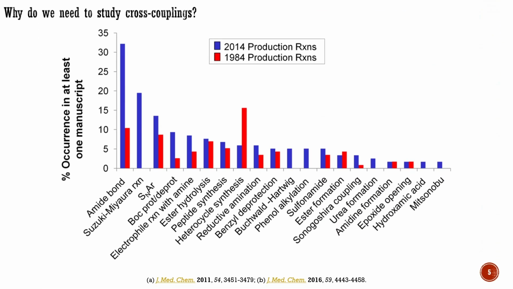In 2016, an interesting work appeared in the Journal of Medicinal Chemistry, which was about the analysis of past and present synthetic methodologies used in medicinal chemistry. In the work, the authors analyzed the most frequently used reactions in medicinal chemistry, covering the years 1984 and 2014. This chart summarizes the results of the study, where the red columns represent the occurrence and percentages of a given reaction in the year 1984, while the blue columns refer to the distribution of popular reactions in 2014.